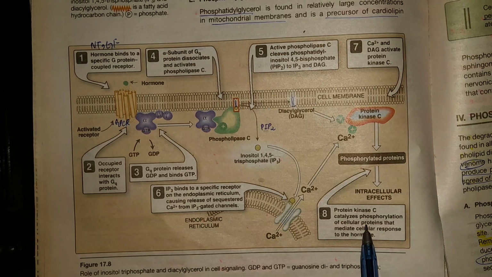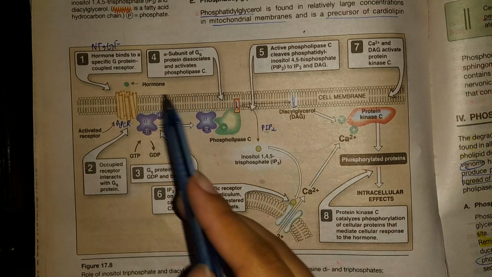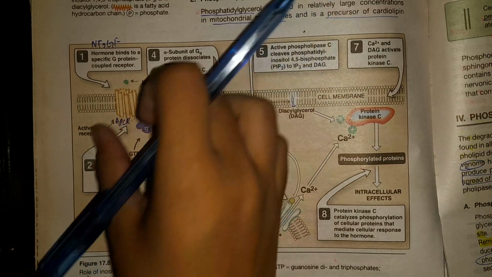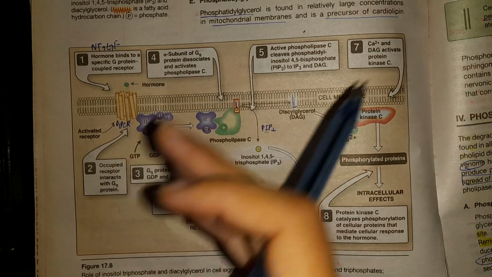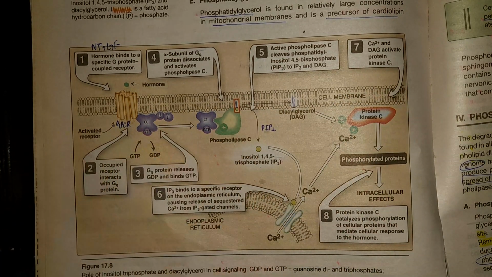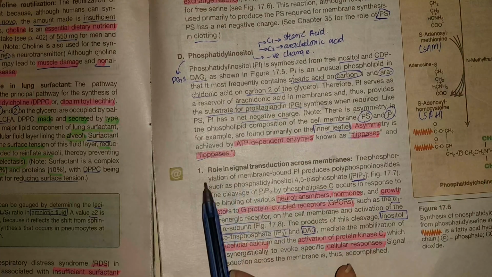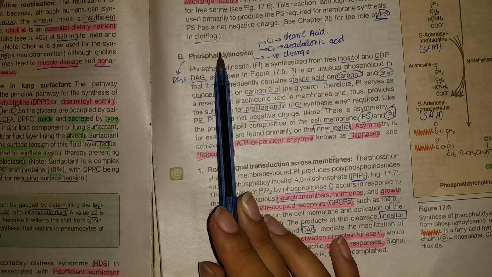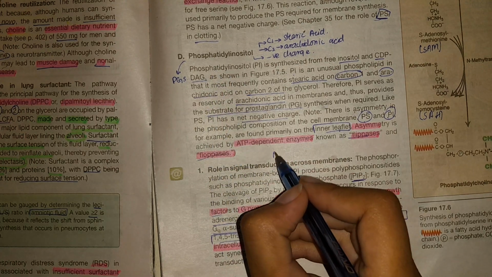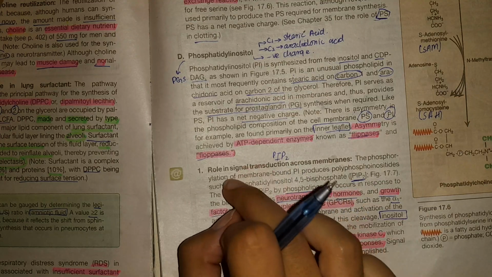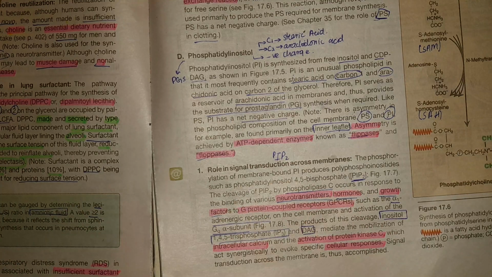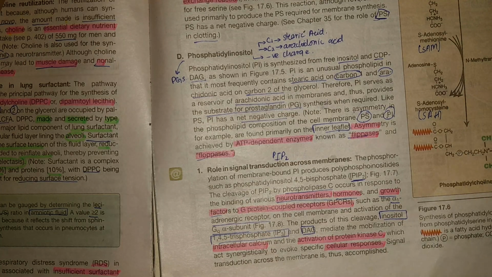Protein kinase C catalyzes phosphorylation of the cellular proteins that mediate the cellular response to that particular hormone. So the hormone initiated this second messenger response system, the breakdown of PIP2 into diacylglycerol and inositol triphosphate, to activate protein kinase C to do the phosphorylation, and this phosphorylation then does the intracellular effects. So that was the whole role of phosphatidylinositol and its compound PIP2 in the signal transduction process across the cell membrane to actually produce phosphorylation and to produce the reaction called the intracellular effects.